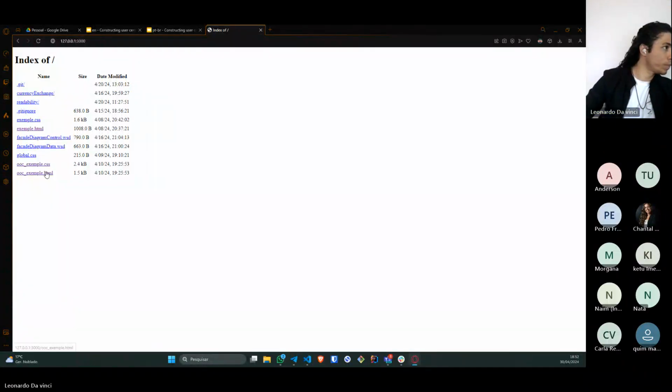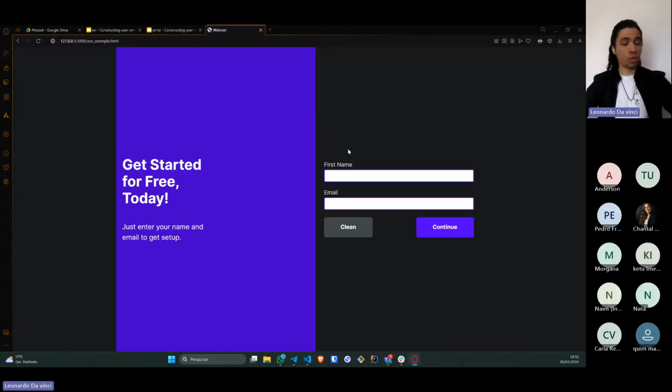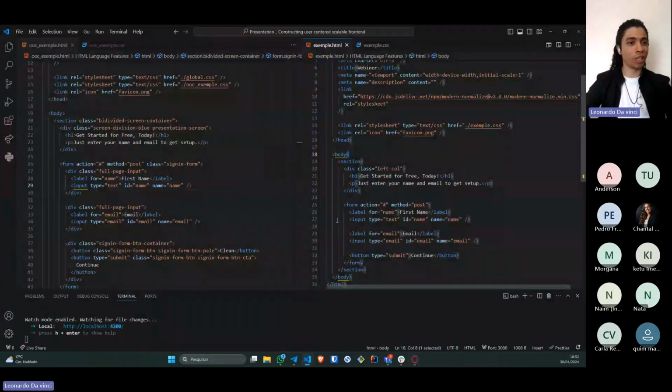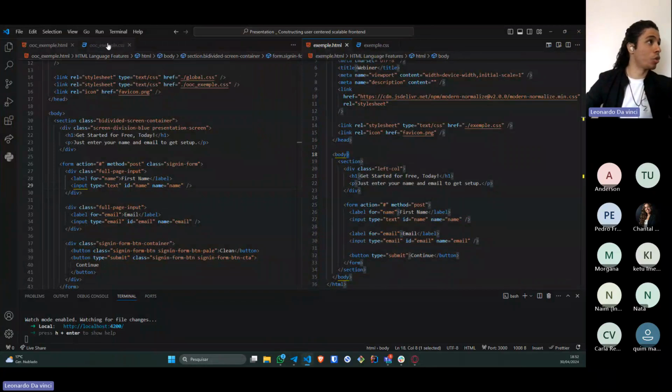Okay, so this is the code. Pretty simple, right? There's nothing special about this. Just a page with two divs and a form, two buttons. Nothing special. I found it on CodePen. Literally, someone just did it. And this is the original code.